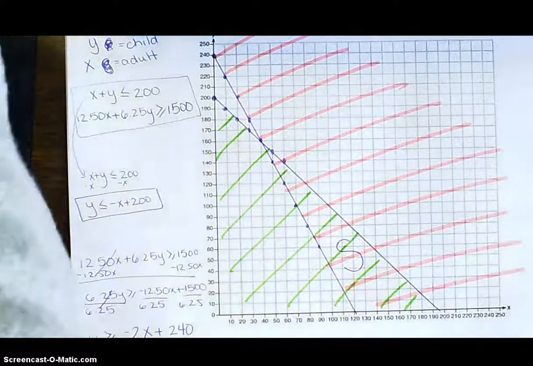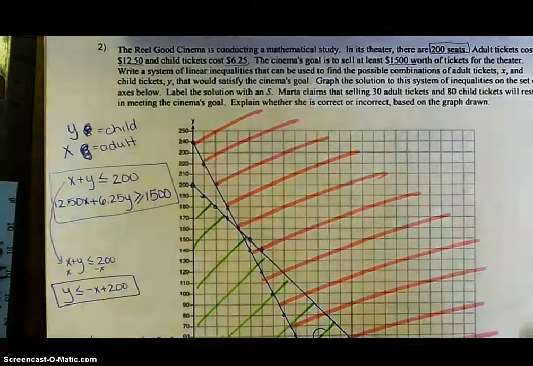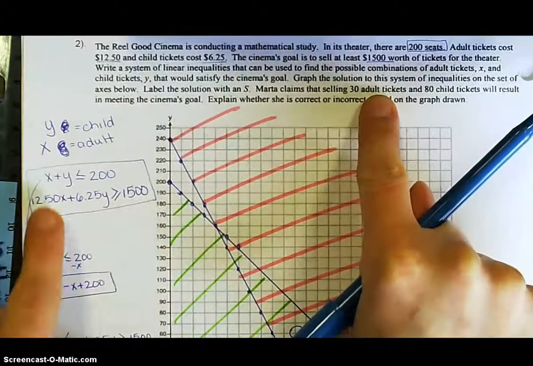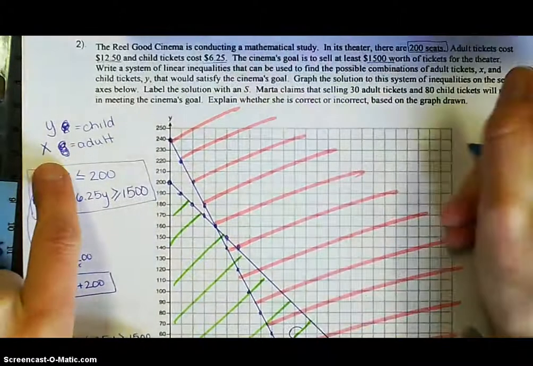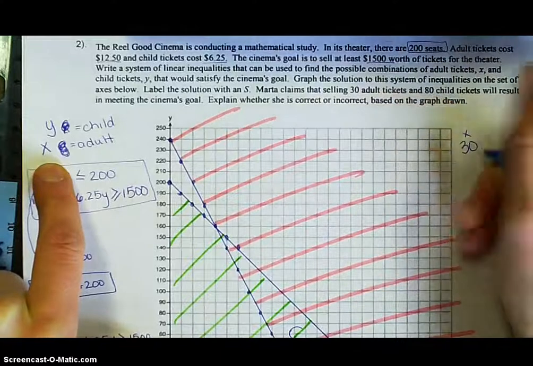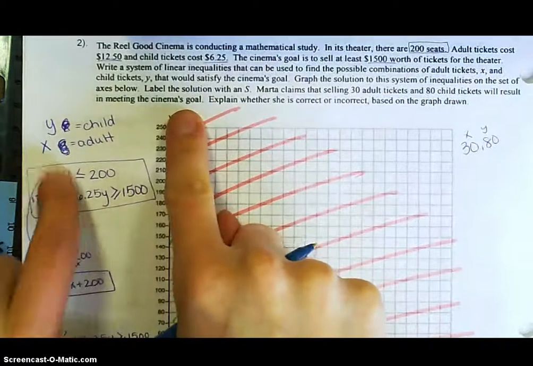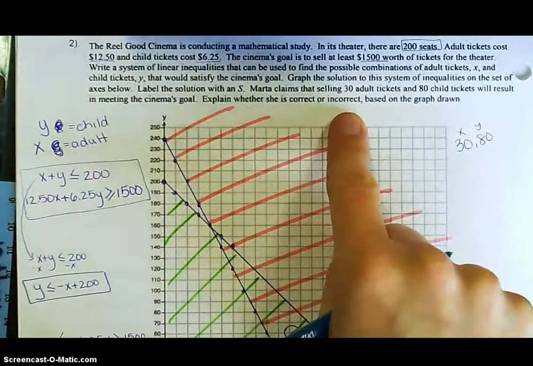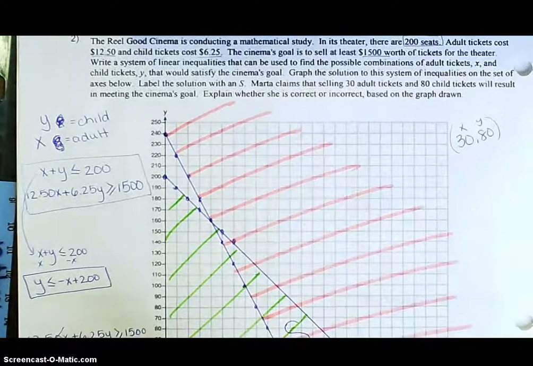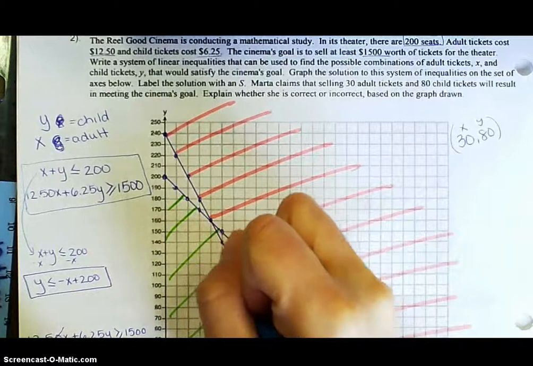Now we have to check to see if Martha is correct. So let's go back up and check it out. Martha is claiming that she can sell 30 adult tickets. Remember, adult was our X. So 30 would be our X, and 80 child's tickets, 80 for the Y, will result in meeting the cinema's goals. Explain if she is correct or incorrect. So let's take a look. 30 and 80, let's see if it works. Over 30, up 80. So this is where Martha is.